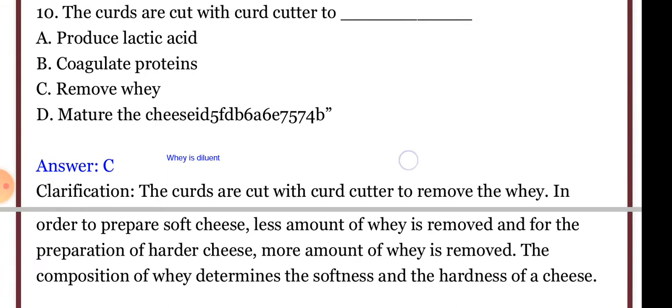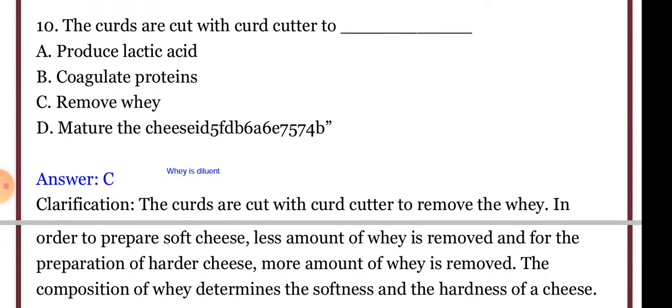The curds are cut with a curd cutter to remove whey. Whey is removed from the curds by the curd cutter. The curds are cut with a curd cutter to remove the whey in order to prepare soft cheese. Less amount of whey is removed for the preparation of hard cheese; we have discussed that harder cheese has less whey and softer cheese has more whey. The composition of whey determines the softness and hardness of a cheese. The more the whey, the softer is the cheese.